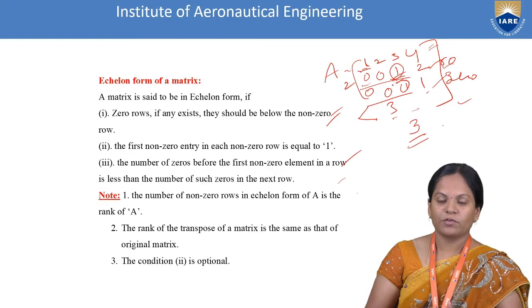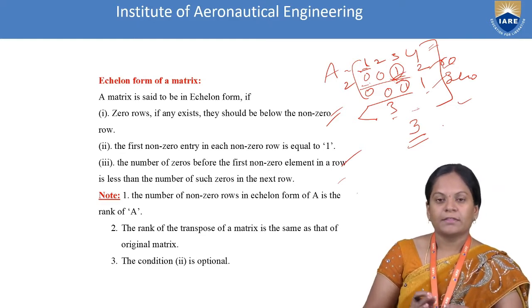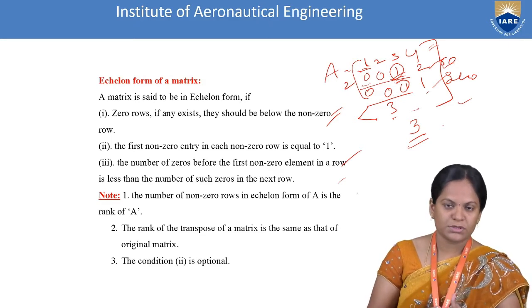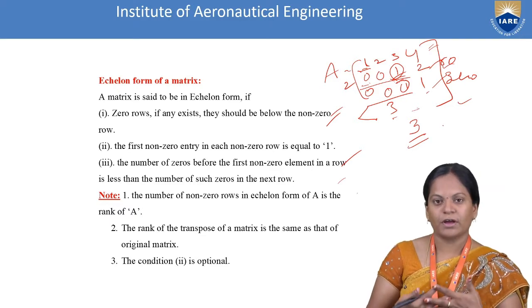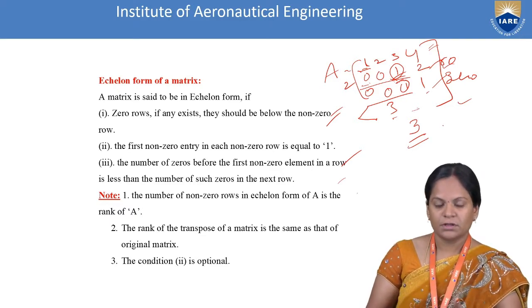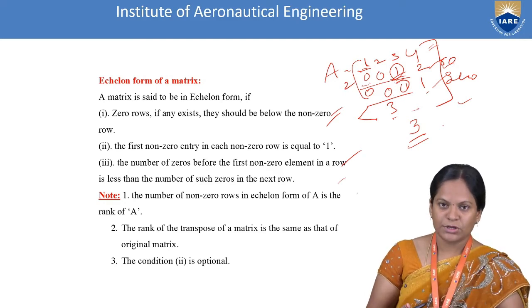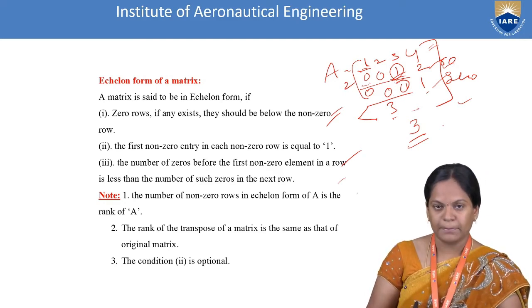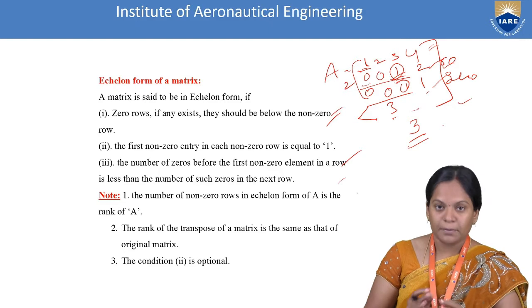So whatever the given matrix of any order, either square or rectangular, the first step is that we have to remember that if any zero rows are there, they should be kept after the non-zero rows. The second step is that in any non-zero row, the non-zero element must be equal to 1. This condition is optional. And the other condition is about the number of zeros.